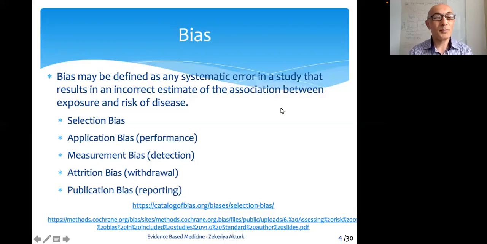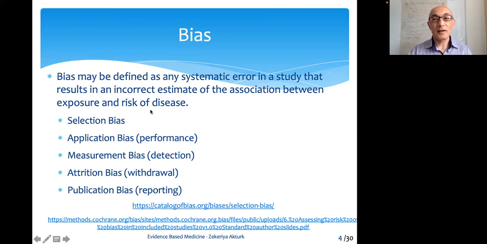First, we should make a clear definition of what bias is. And for this purpose, I have two very useful links for you. An article from Cochrane, the Cochrane Help Catalog guideline, and the Catalog of Bias. There it is, bias is defined as, bias may be defined as any systematic error in a study that results in an incorrect estimate of the association between exposure and risk of disease.